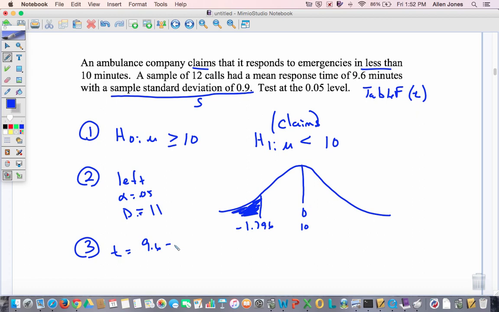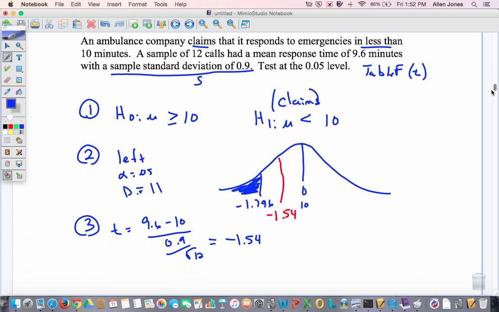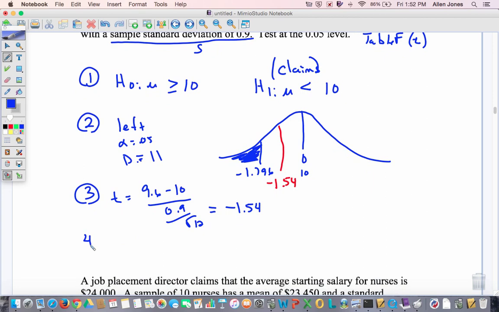We'll move on to calculating our test score. Our sample mean is 9.6. Our population mean is 10. Our standard deviation is 0.9, and the square root of our sample size is 12. If we make that calculation, my test score is negative 1.54. Negative 1.54 lies to the right of negative 1.796. So since we're in the unshaded area this time, that is going to tell us to not reject the null.